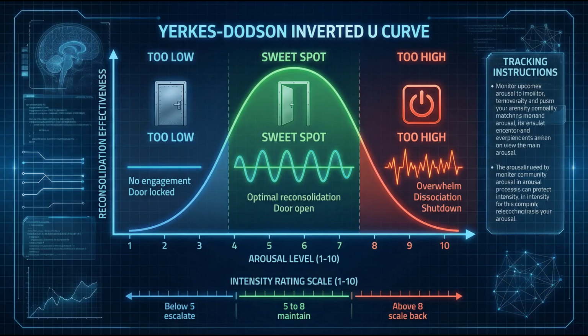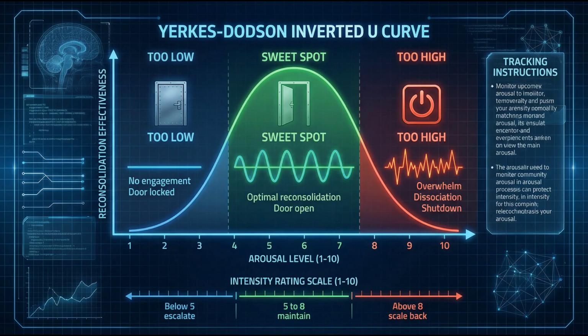Now let's talk about calibrating the simulation to your specific nervous system. There's a window of optimal intensity. Too low and the reconsolidation window doesn't open. Too high and you trigger a full stress response that prevents new learning. This is the Yerkes-Dodson principle applied to memory reconsolidation. Moderate to high arousal optimizes learning. Extreme arousal shuts it down.